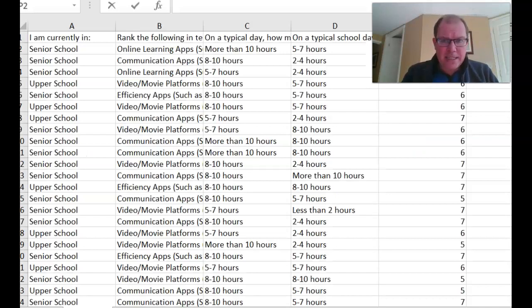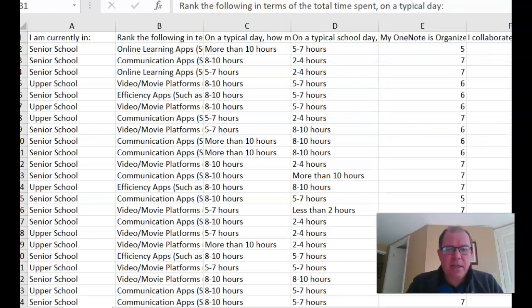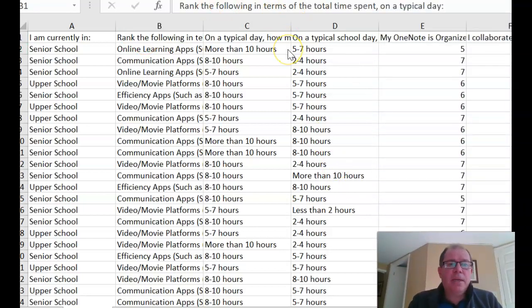We're going to look at Eva's data very briefly. As we're looking at it, get curious, think, what could I draw box plots of? By what category? What could I draw scatterplots of? By what category? So let's start. Eva's got the categorical data of whether they're in senior school, upper school, or middle school. She also has a ranking question: rank the following in terms of total time on different apps. She's also got, on a typical day, how much time they spend on a computer.